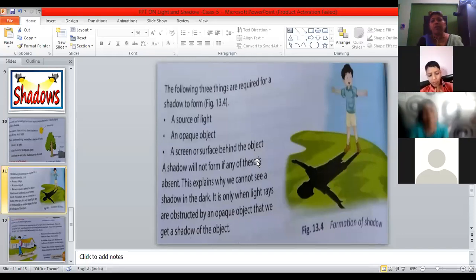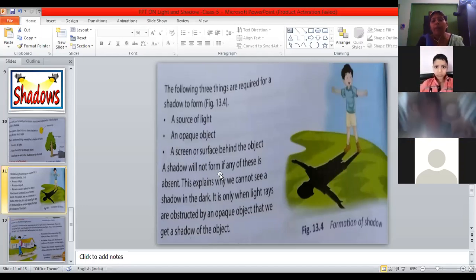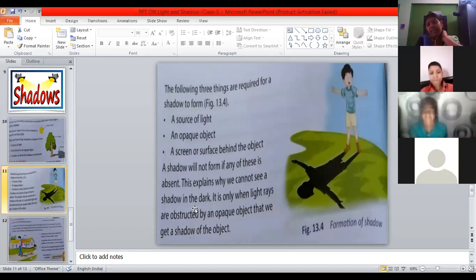Okay, children. So this is the reason why a shadow can be formed. A light source, an opaque object, and a screen or a surface are the materials required to form a shadow. A shadow will not form if any of these is absent. This explains why we cannot see a shadow in the dark, because there is no source of light.